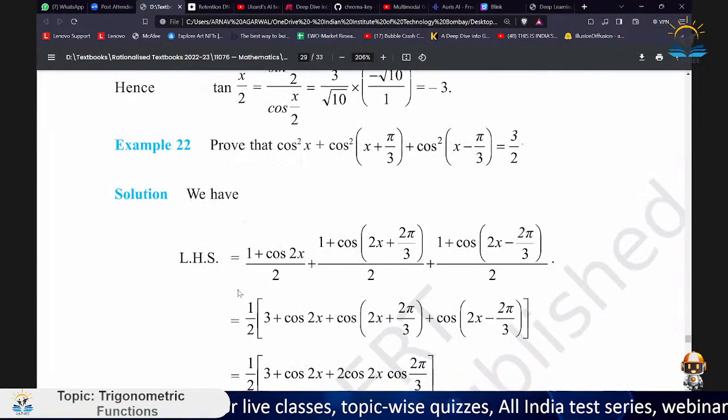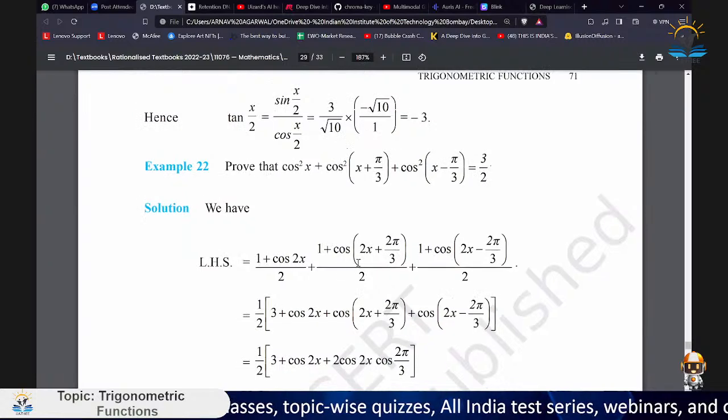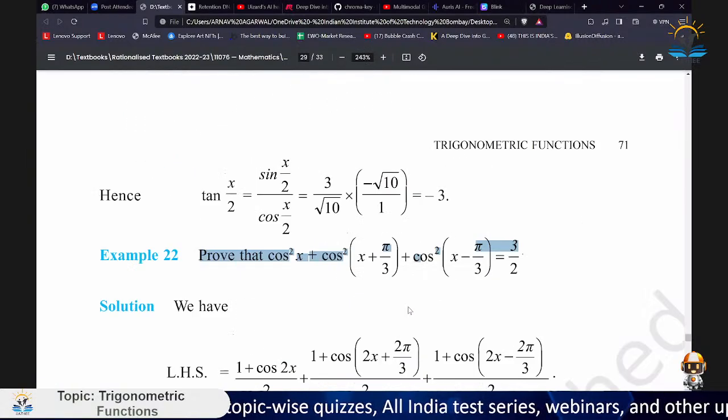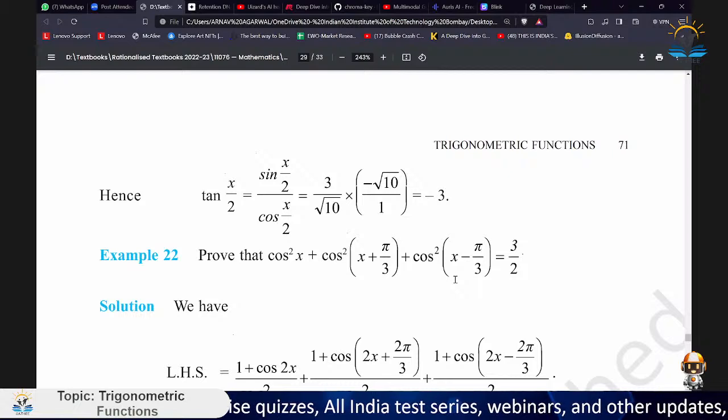Let's now solve this question. Prove that cos square x plus cos square (x plus pi by 3) plus cos square (x minus pi by 3) is 3 by 2.